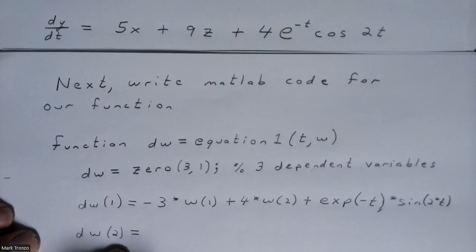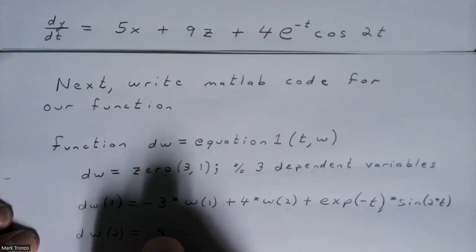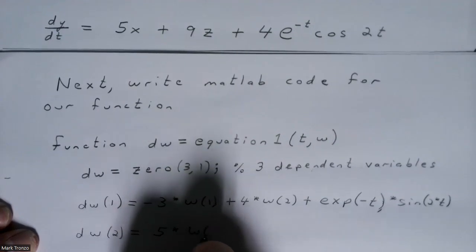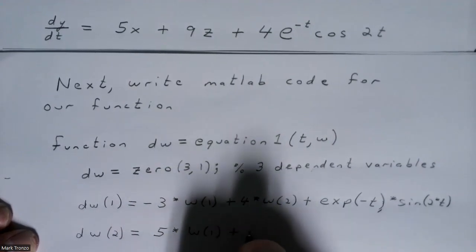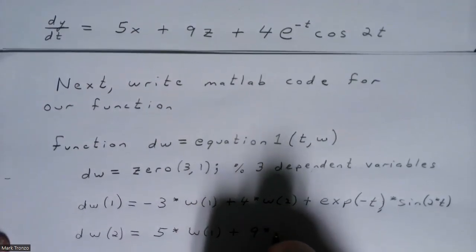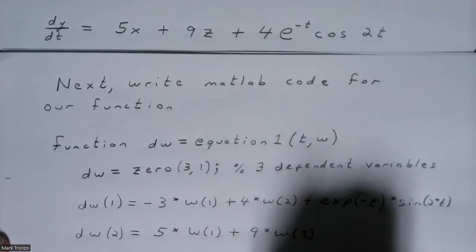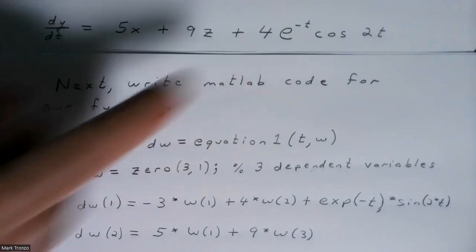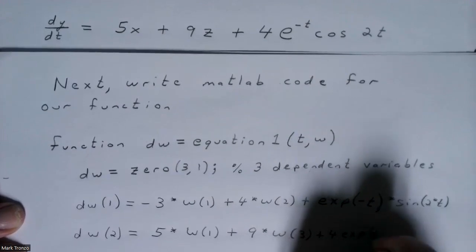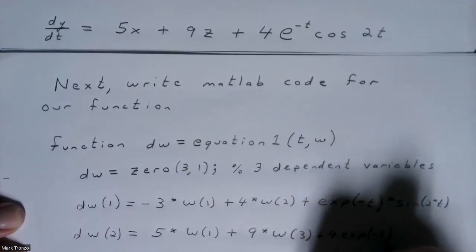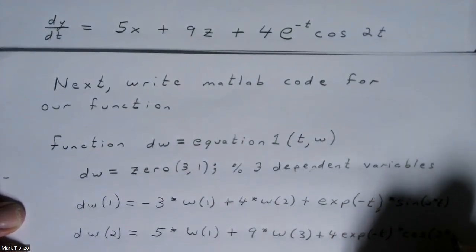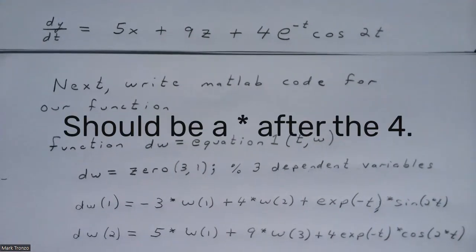dw2. And then times 5x. And of course, x is w1. Plus 9 times z. And z is w3, remember? Plus 4 exp to the minus t star cos 2 star t, like that.